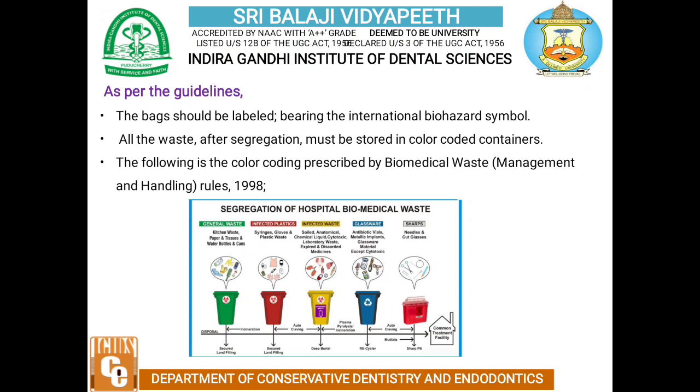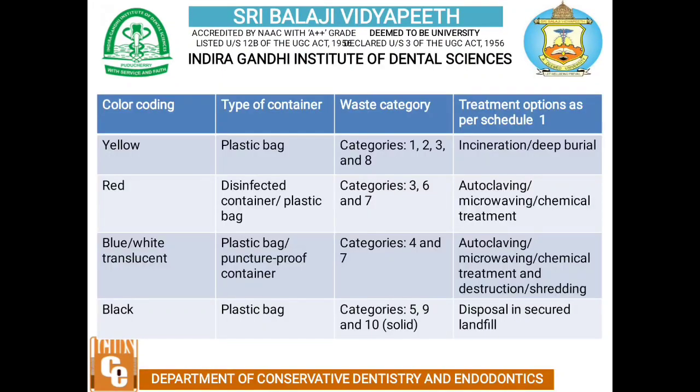The following is the color coding prescribed by Biomedical Waste Management and Handling Rules 1998. There are 10 categories of wastes, whereas categories 1, 2, 3, and 8 are disposed in yellow plastic bags followed by incineration or deep burial. Red plastic bags contain categories 3, 6, and 7 which are autoclaved or microwaved later.